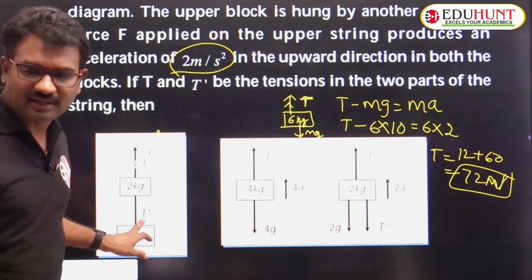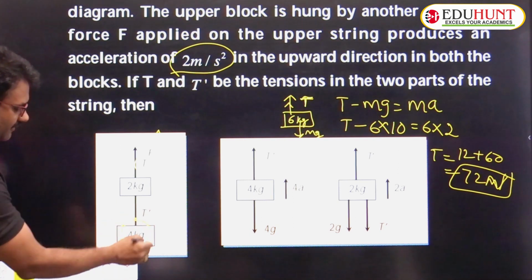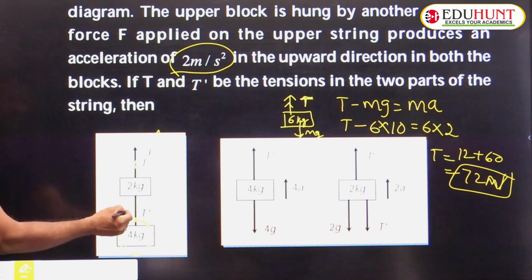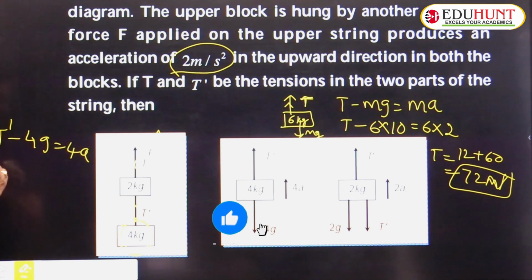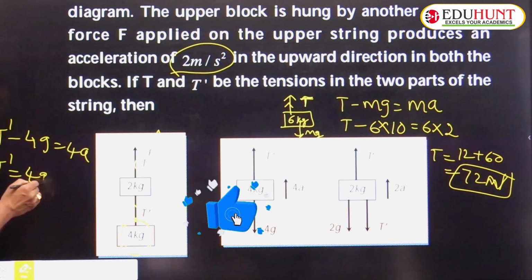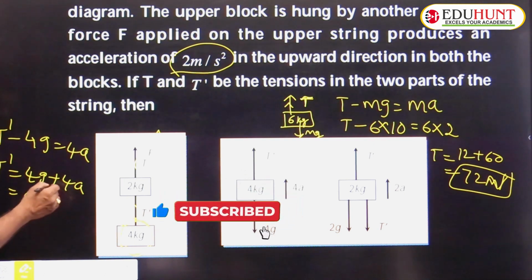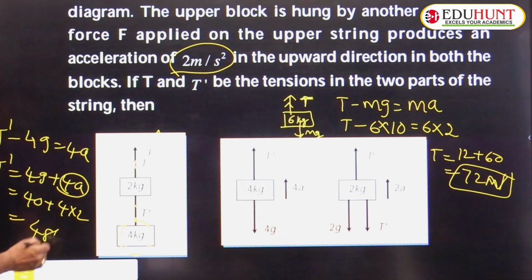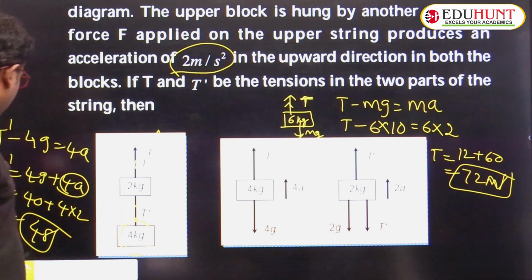Next, when you consider T dash, what's happening? You have to take the free body diagram of the 4 kg only. It is moving upwards, and the tension is T dash. So T dash minus the downward force 4g is equal to 4 into a. So T dash is equal to 4g plus 4a. 4g means 4 into 10, which is 40, plus 4a means 4 into 2, which is 8, which is equal to 48. So T I got 72 and T dash I got 48.